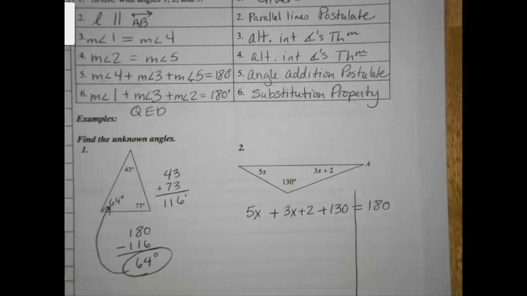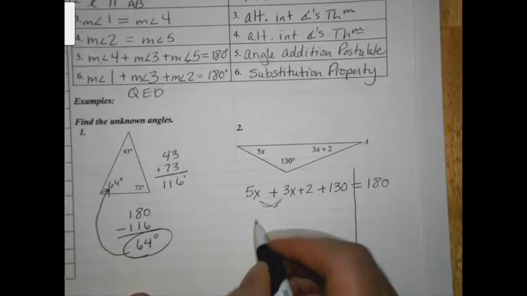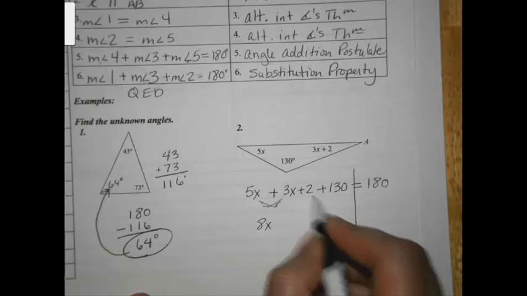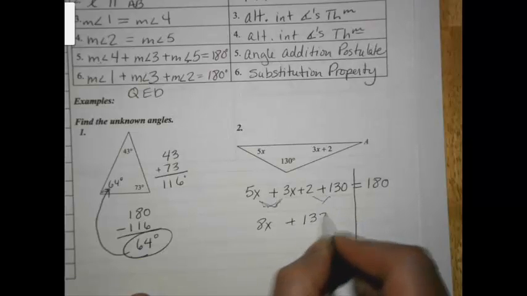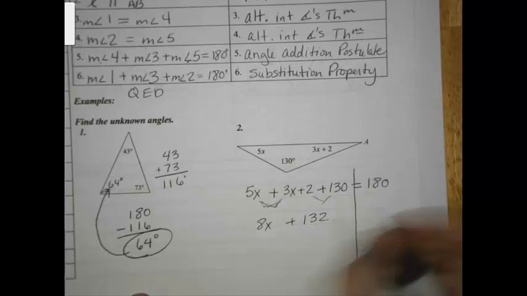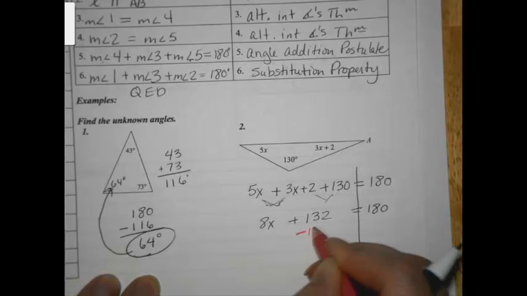And let's solve this equation. Combine those like terms. How many x's are there? Looking like 8 x's. And what's our total in these two numbers? The 2 and the 130 makes a 132, equal to 180. Let's subtract out that 132 and take it over to the other side. So bring that in.